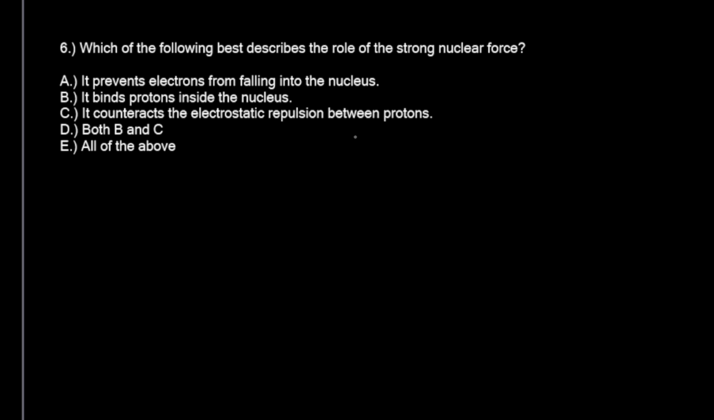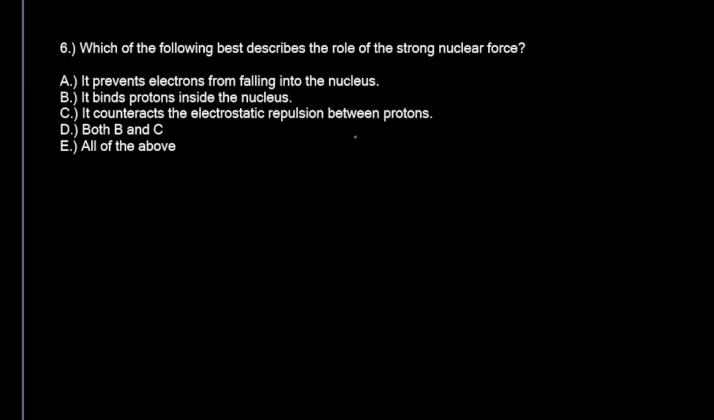So let's go through each answer choice and see which one is correct and which one is not correct. Answer choice A. It says it prevents electrons from falling into the nucleus. The circular path of electrons, the quantized energy levels, and the Heisenberg uncertainty principle are responsible for explaining how electrons do not collapse into the nucleus. So answer choice A is not correct. It's false.